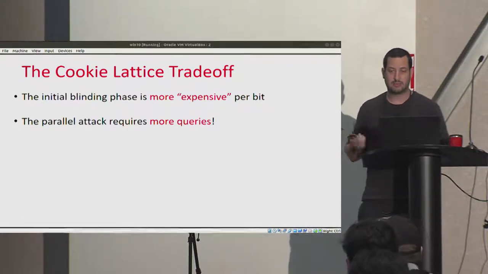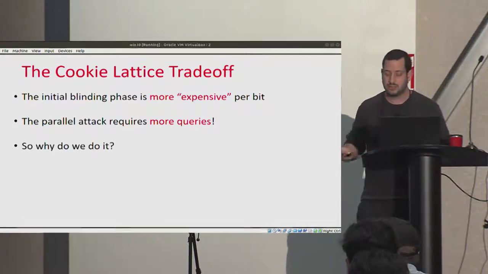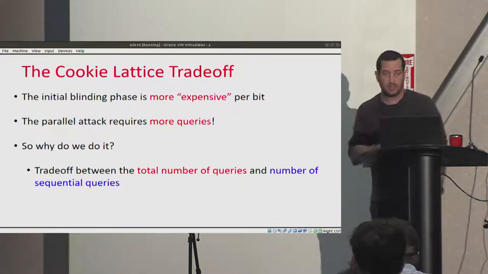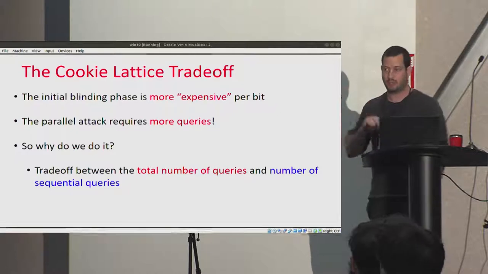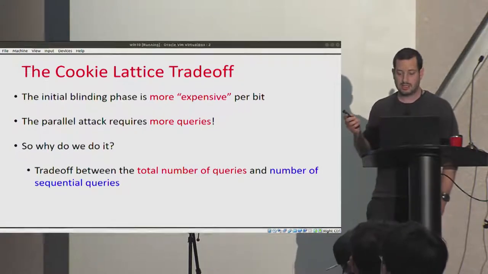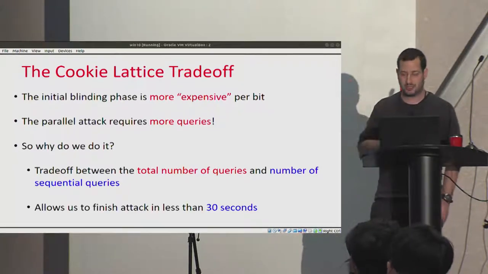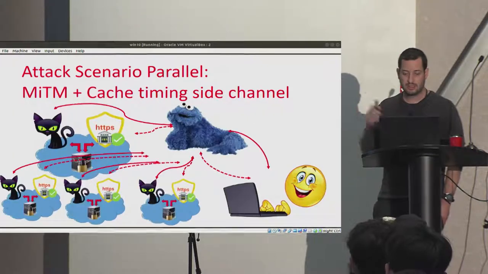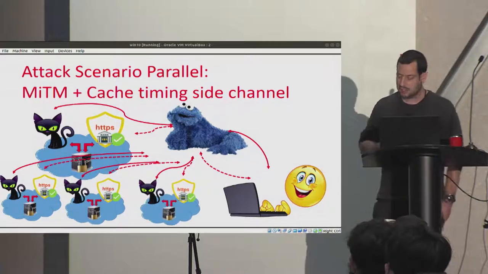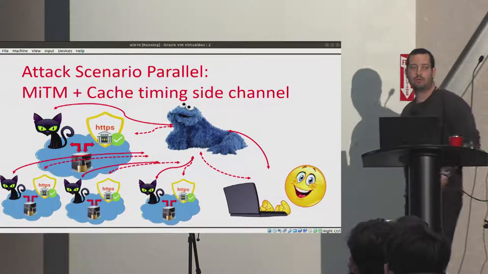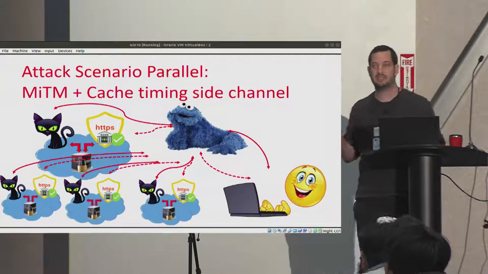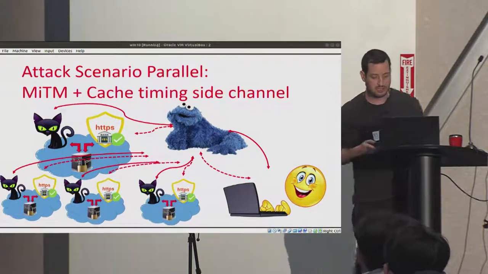So you can ask, why do we want to do it? The reason is that it gives us a trade-off between the total number of queries and the number of sequential queries that we need. And this basically allows us to finish the attack in under 30 seconds. And the attack scenario now looks something like this. We have the same attack with the same smiley, but now we use, in this case, four servers in parallel in order to run the attack.